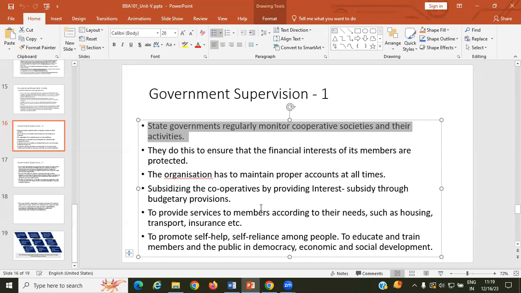Another point is that to promote self-help, self-reliance among people, to educate and train members and public in the democracy, economic and social development. That means self-help means members are helping themselves. They are self-dependent. Atmanirbhar, we call it. To educate and train members and public.